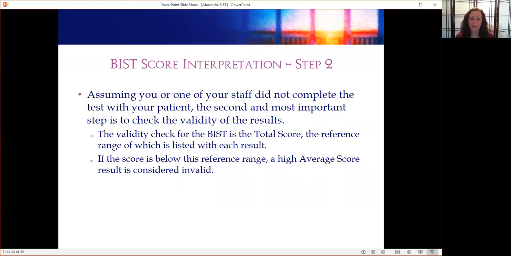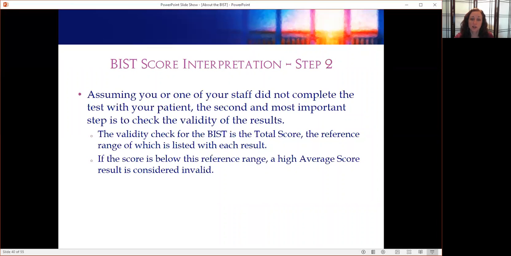Step 2, and this is assuming that you or one of your staff didn't complete the test with your patient. The second and most important step is to check the validity. Now, some people do actually find that it's useful to have staff help patients fill out the test. I've done it myself in session if I have extra time, and that works reasonably well as well. But if you don't have the time, this is a way to check and make sure your patient really put in the effort, make sure they actually answered all the questions like the instructions tell you to do. This is the safety measure to make sure that our results are really accurate.